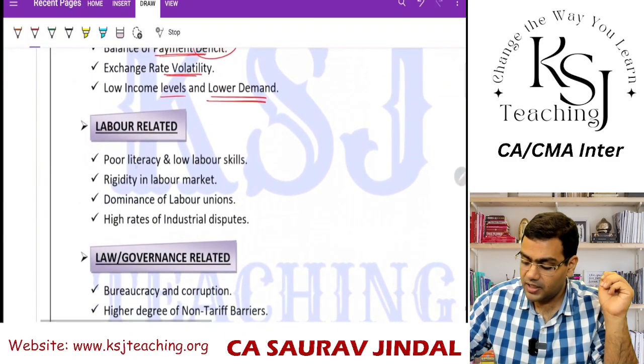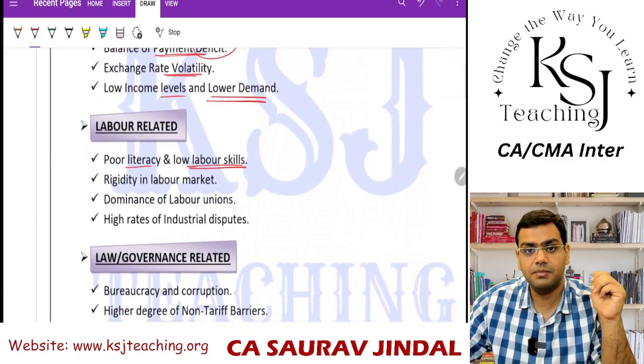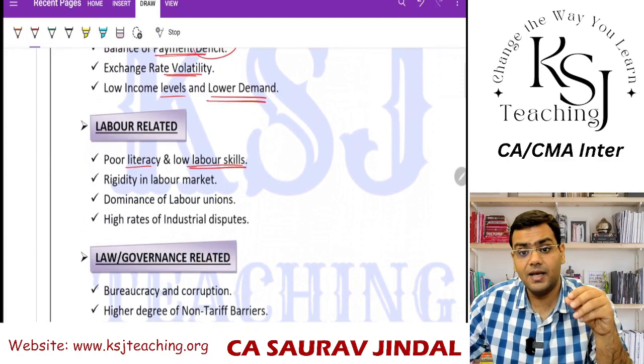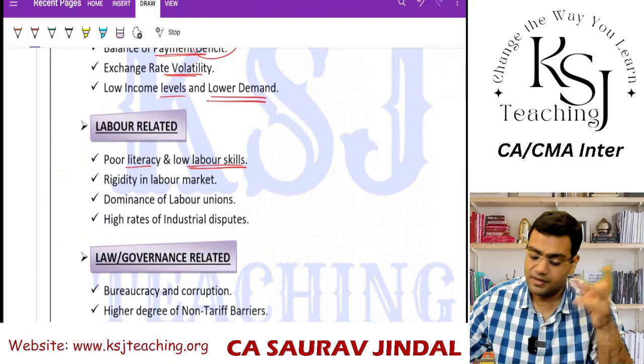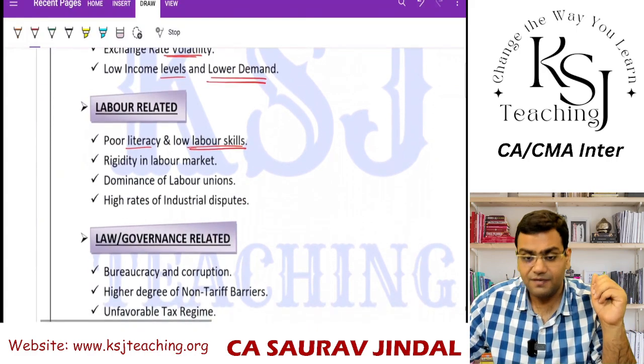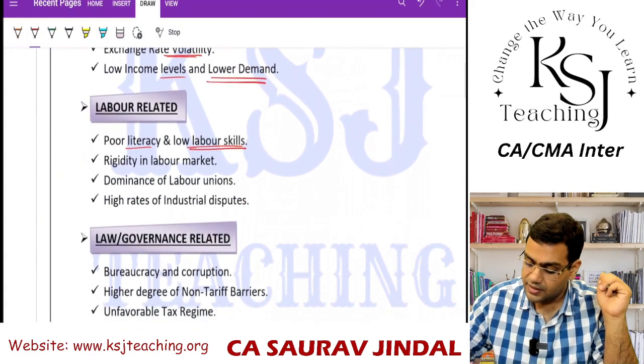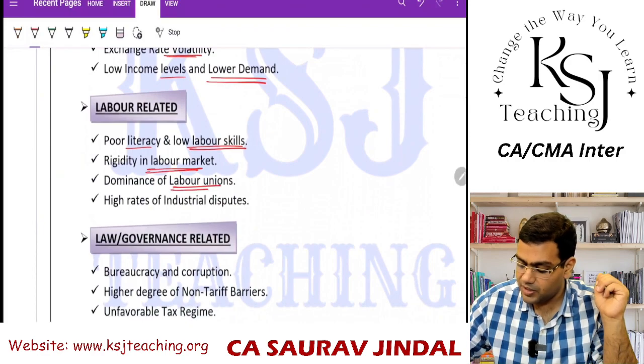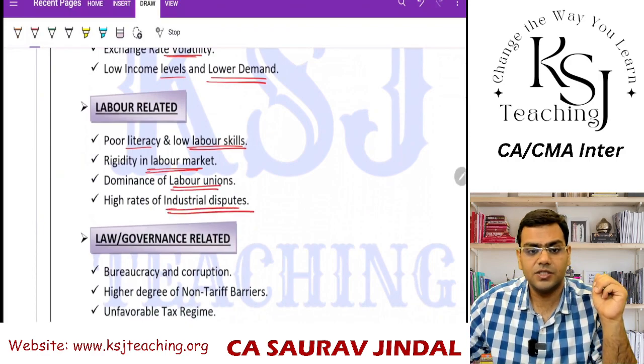Labor related: poor literacy and low labor skills. If there is a business which requires skilled labor, but there are no skills, right? If there is abundance of labor, but there are no skills, or there is no learning capability of the people, then why would that person be investing? Rigidity in the labor market, dominance of labor union, and high rates of industrial disputes.